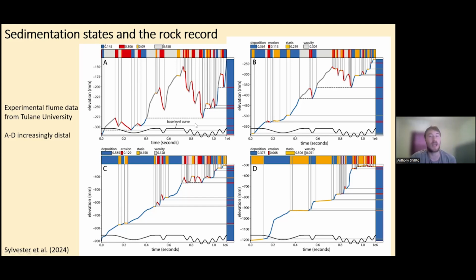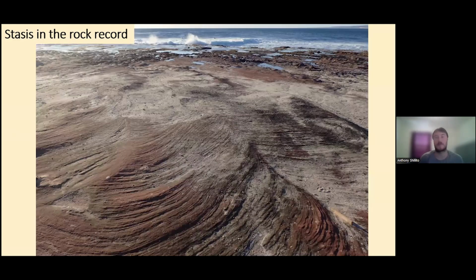But as we get more and more distal, as we get into deeper water deposits where accommodation space isn't such a restricting factor anymore, stasis becomes more and more significant, and durations of stasis also increase. And how durations of stasis vary is something I'm going to talk about, and what that means for our observations and interpretations of ichnology.